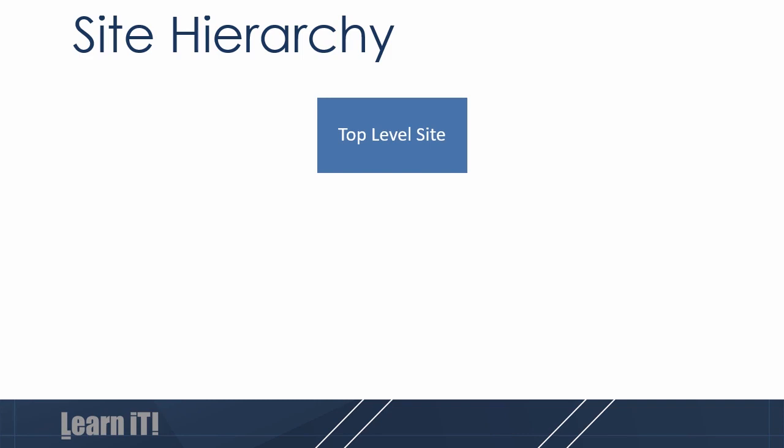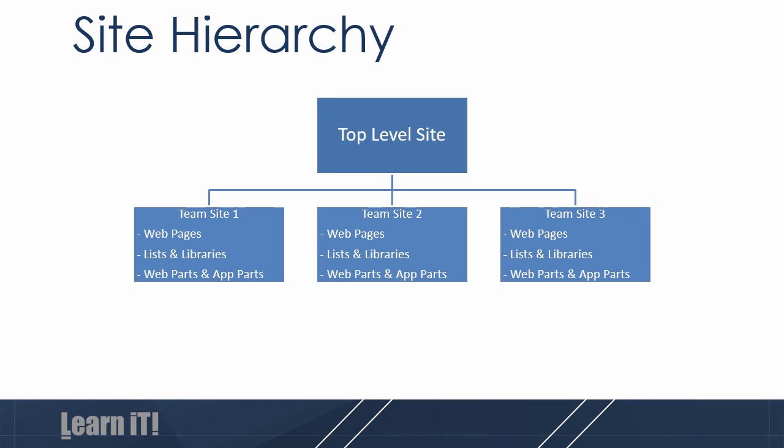So if you go to www.companyname.com, that's generally considered a top-level site, meaning that there's nothing above it. Now, a top-level site contains all the same lists and libraries and pages that you've come to expect from a SharePoint site. But that said, top-level sites can have their own subsites, which have their own collections of web pages, lists, and libraries, and of course, web parts and app parts.